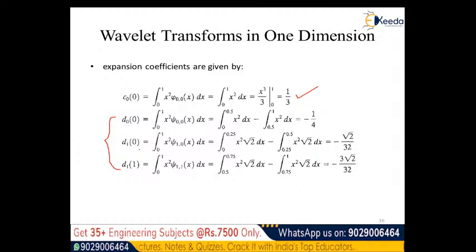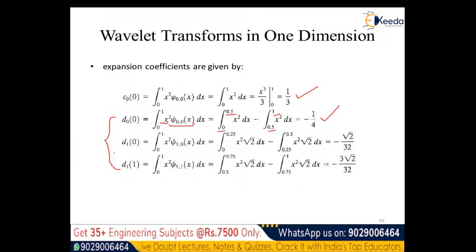In a similar fashion, for determining the values of the wavelet coefficients, d suffix 0 of 0, d suffix 1 of 0, and d suffix 1 of 1 also. For d suffix 0 of 0, we have the integral from 0 to 1 of x square, operated on by this particular function, and here we split the limits from 0 to 0.5 and then 0.5 to 1. We finally obtain for the wavelet function the first coefficient, denoted minus 1 by 4.